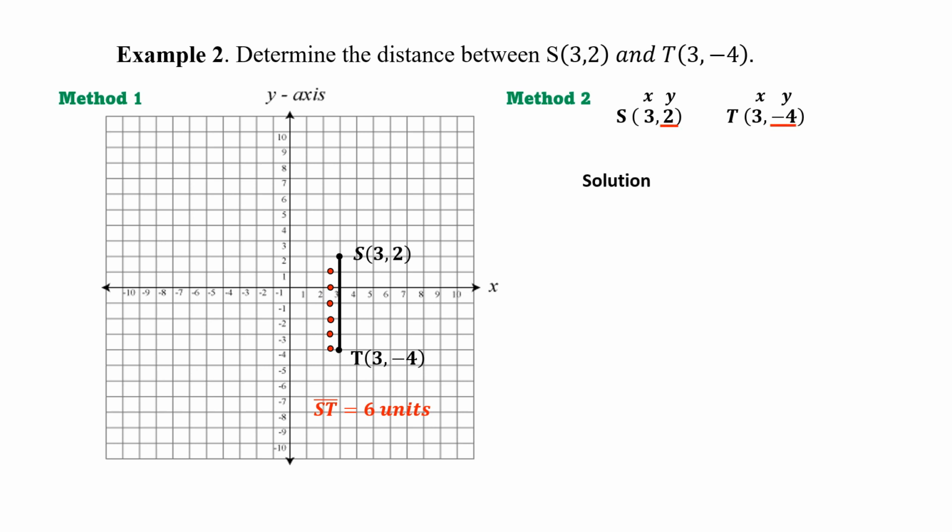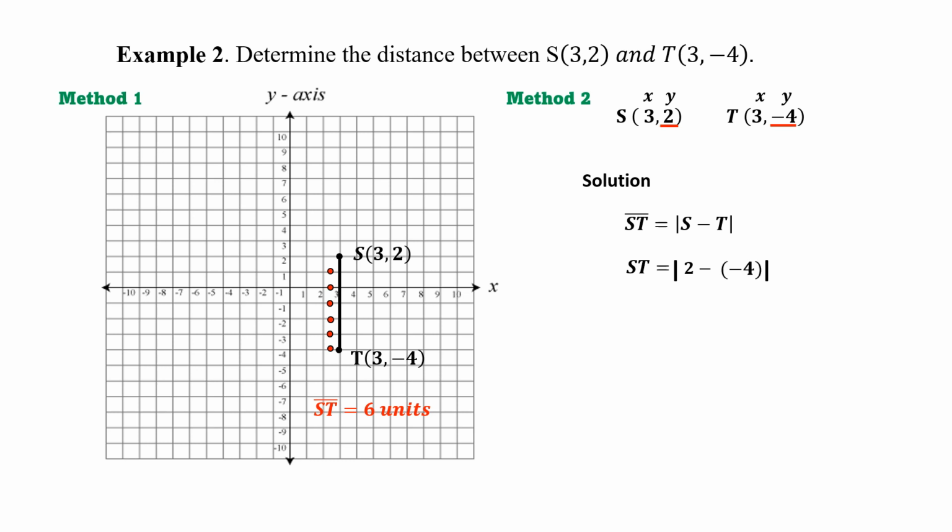Here is the solution. Line segment ST is equal to the absolute value of point S minus point T. Let us substitute the value of y in each point. We have line segment ST is equal to the absolute value of the value of y in point S, which is 2, minus the value of y in point T, which is negative 4.